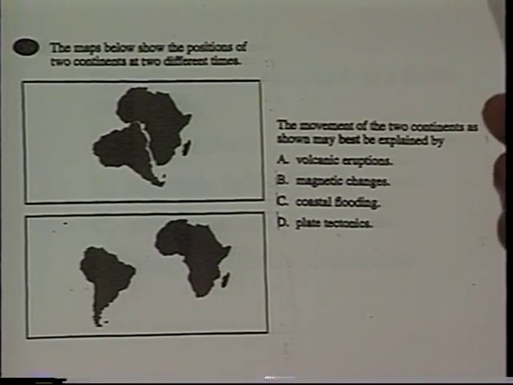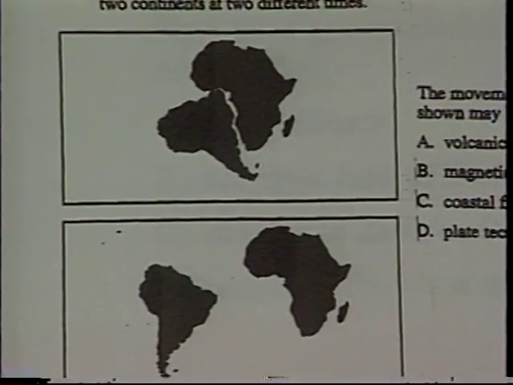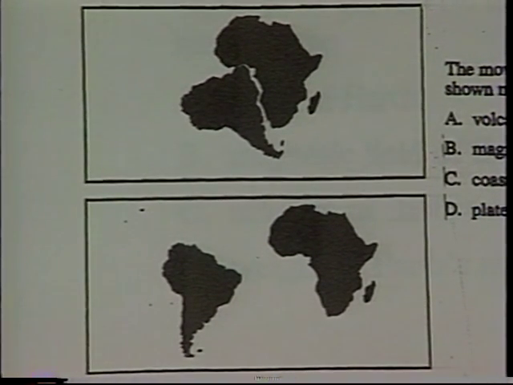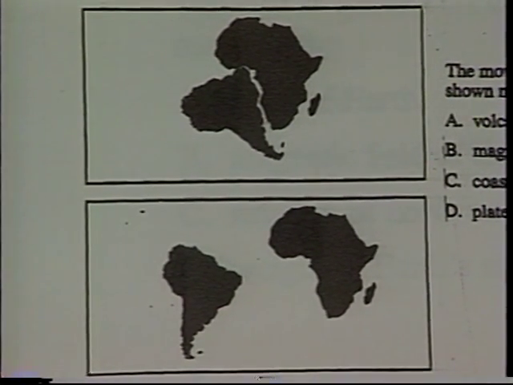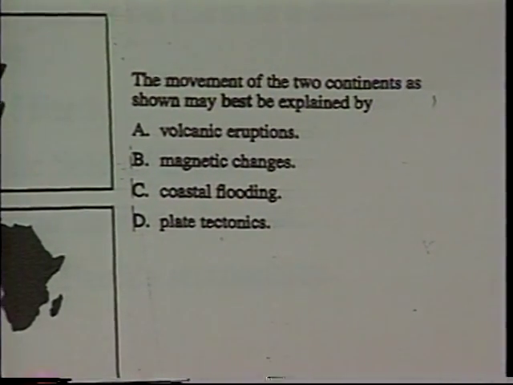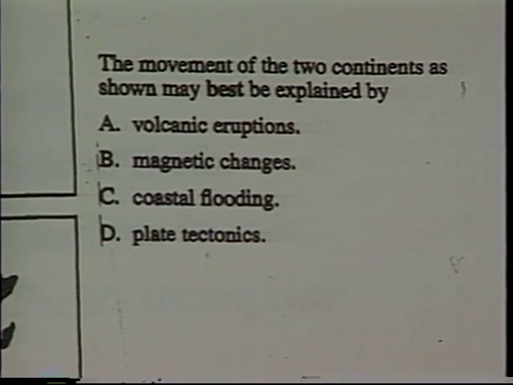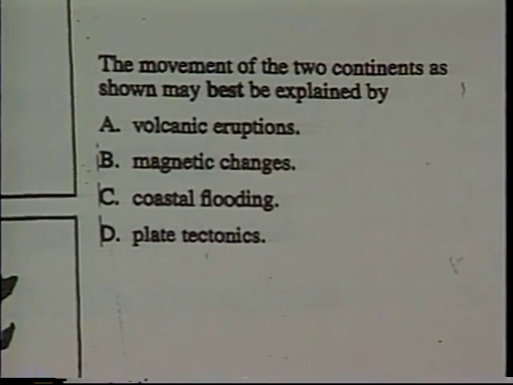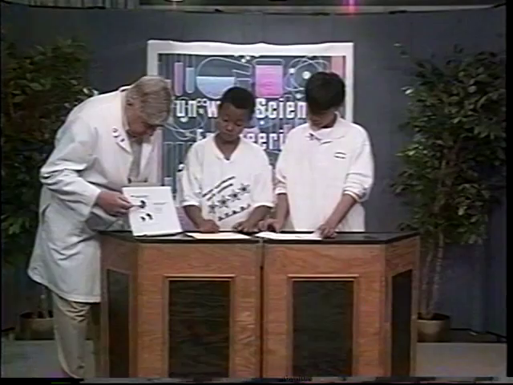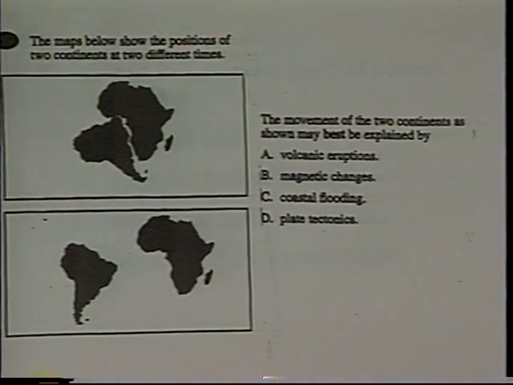The maps below show the positions of two continents at two different times, Africa and South America. The movement of the two continents as shown may best be explained by: A, magnetic volcano eruption, B, magnetic changes, C, coastal flooding, D, plate tectonics. Okay, so what we have is two diagrams here. One showing South America and Africa, and they sort of fit together if you were to put them in a puzzle.